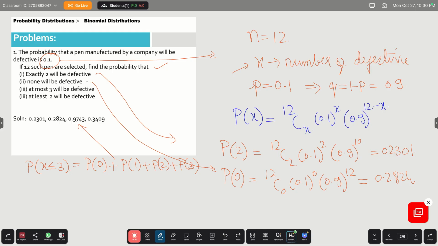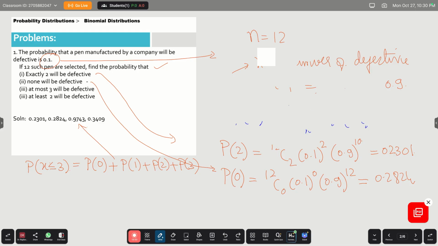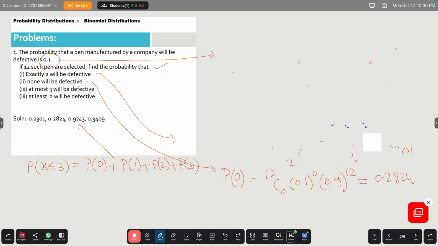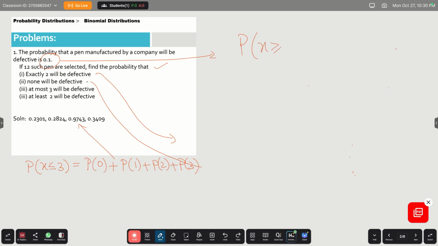And the last question, at least 2 will be defective. At least 2 will be defective. So what does it mean? Minimum 2 pens will be defective. So how do you calculate this? Minimum 2 will be defective. Probability that x is greater than or equal to 2. Minimum 2, that means it can be more than 2. So what are the different values x will take? X greater than or equal to 2 means it is 2. It can be 3 also, it can be 4 also, it can be 5 also, it can be 6, 7, 8, 9, 10, 11, 12.